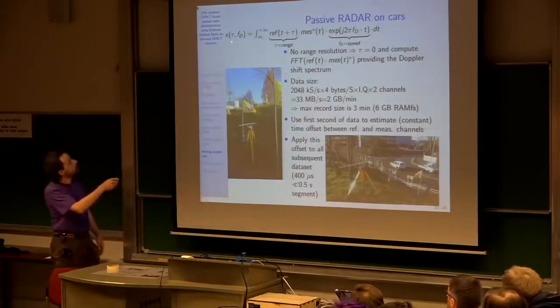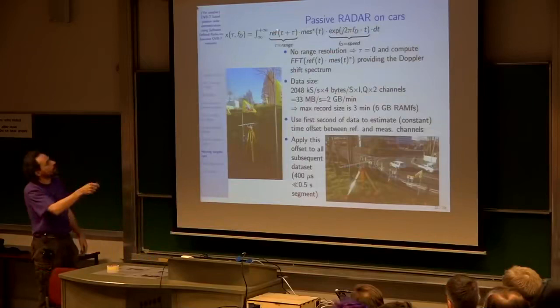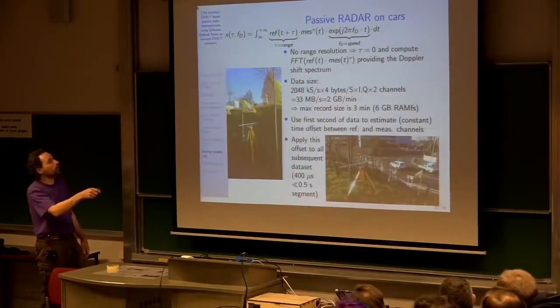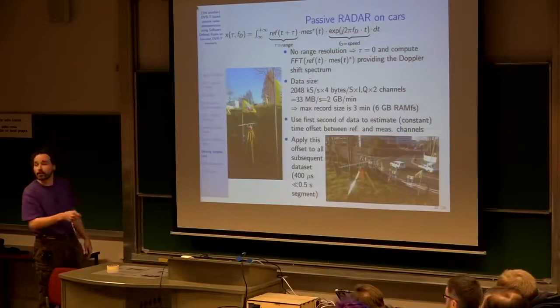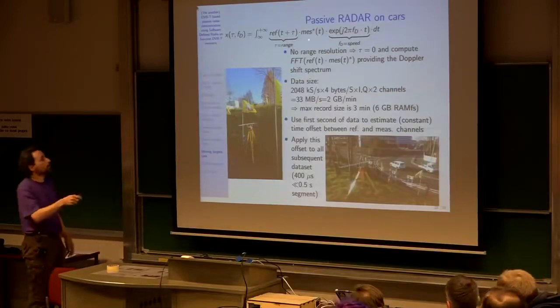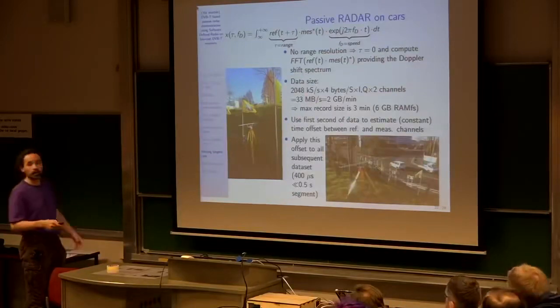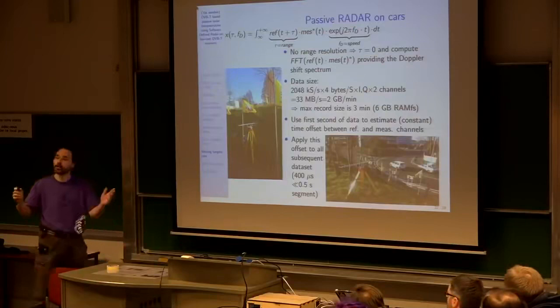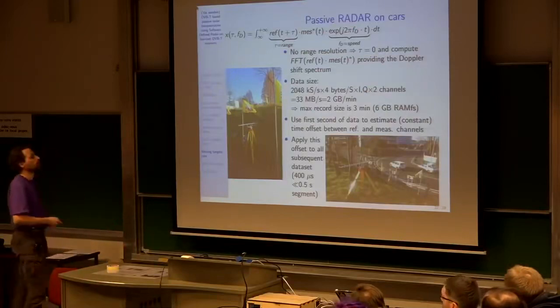So if you look at the ambiguity function, which is now the integral of reference times measurement without the tau, multiplied by e^(-j2πft), that's simply the Fourier transform of reference times measurement. So this is computationally much more efficient. You just take the Fourier transform of your reference times your measurement, and you should have some information about the velocity of the cars. No range information, but we don't care. We just want the velocity of the car.